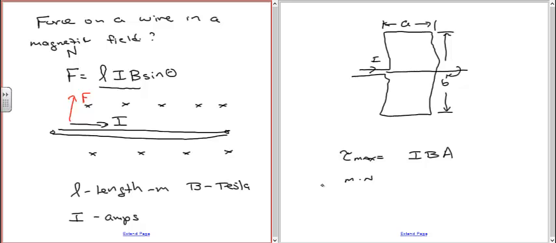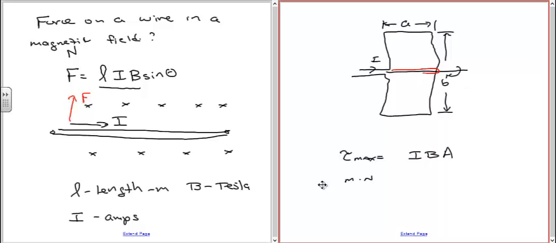Now, you actually get the maximum torque when the loop is oriented like this, where it's been rotated 90 degrees. At this point, the forces would be going like that, and you wouldn't get any torque. But it's hard to show this area when it's going into the board, so that's why we do it in that sense. Okay. So that's the maximum torque.